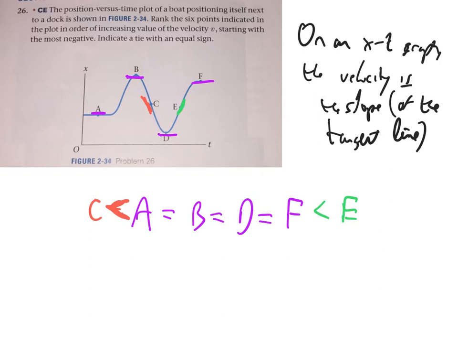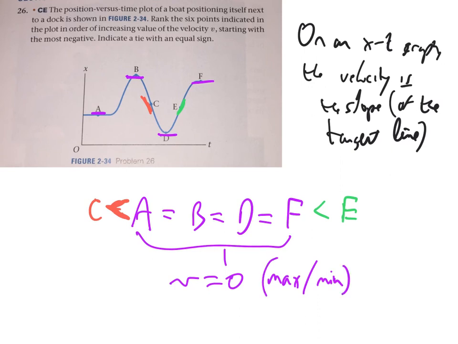It's important to know that these are actually quite special because these have a velocity which is 0 because it's a max or a min. And at a max or a min, the tangent line is horizontal, so the slope is 0.